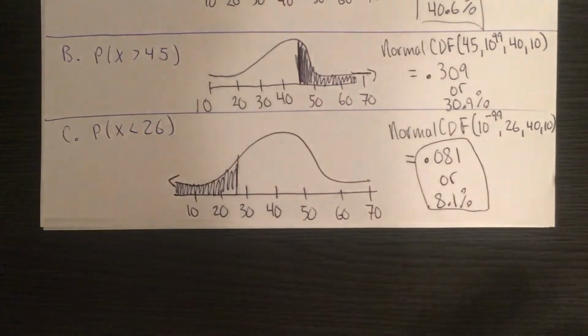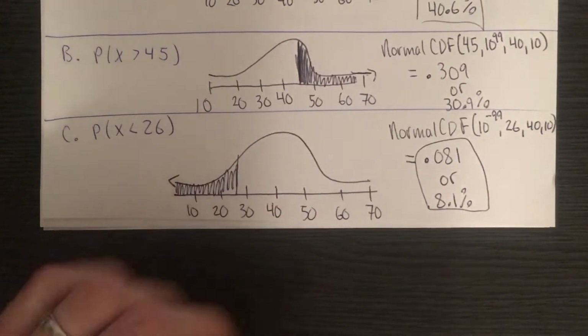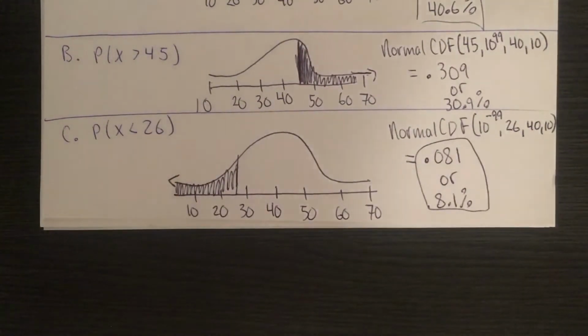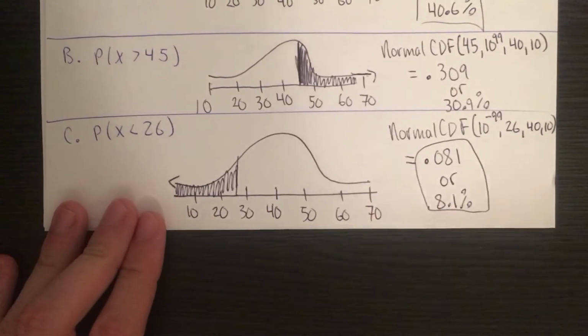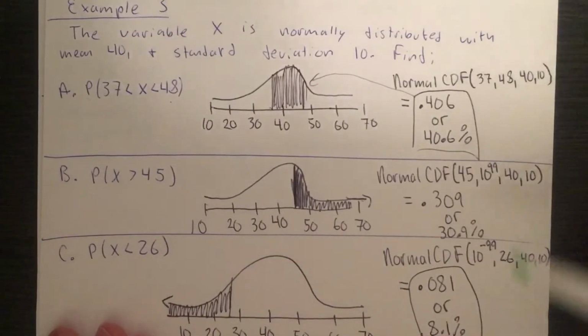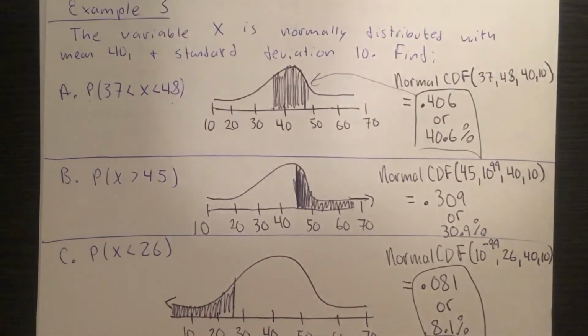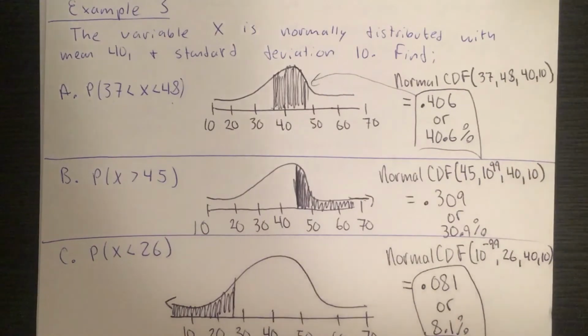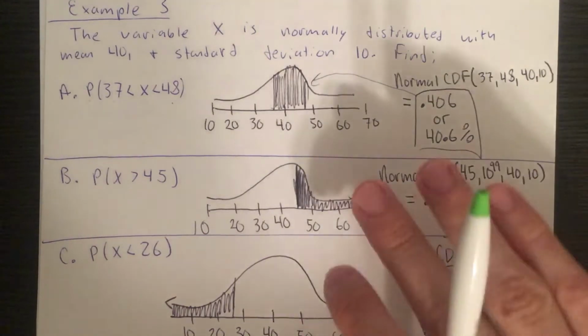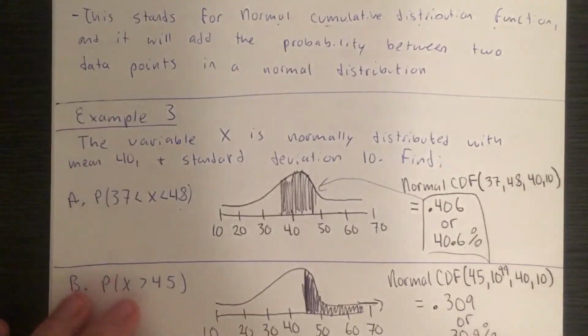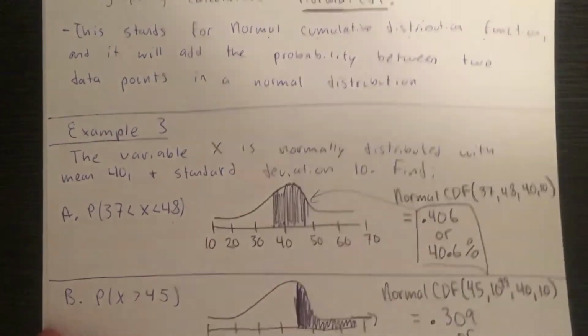And so that's the first thing that we're going to look at today: if it's not a whole number, we cannot use the 68-95-99.7 rule, because we end up splitting those percentages unevenly. If it's a decimal, we can use just the normal CDF function on your calculator to evaluate it.